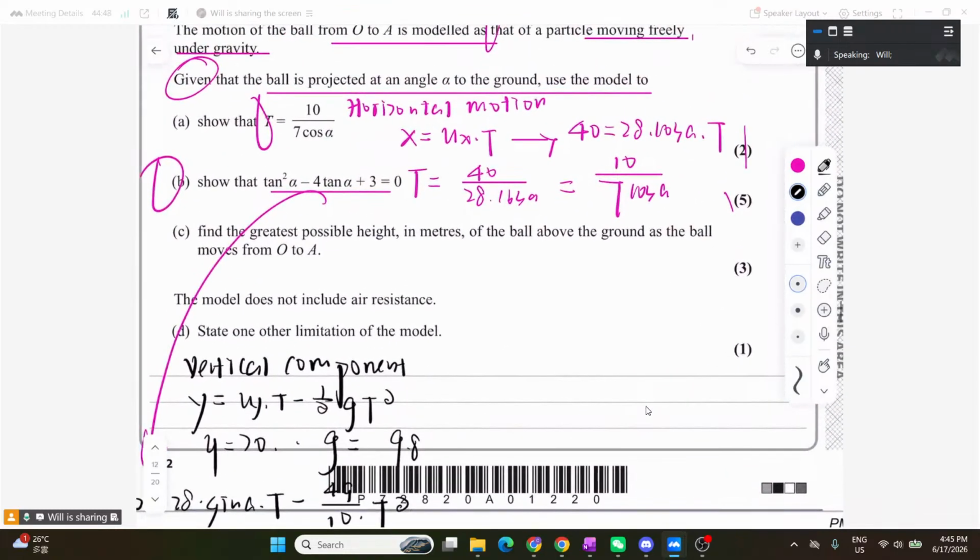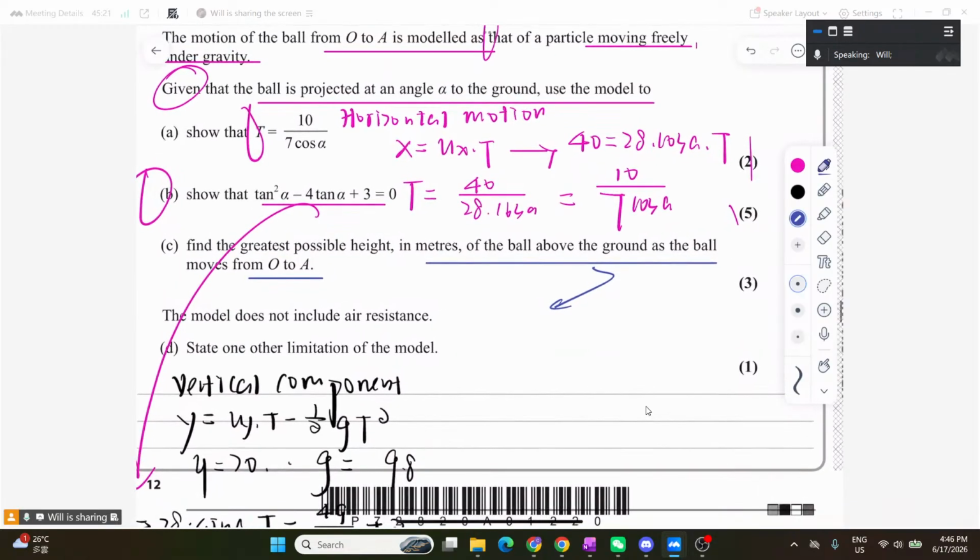And then here's question C. Question C is, we need to find what? To find the greatest possible height in meters of the ball above the ground as the ball moves from 0 to 8. Think about how to find the greatest possible height.